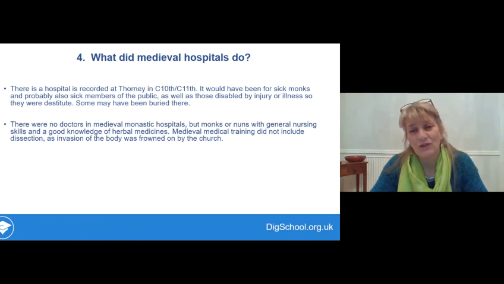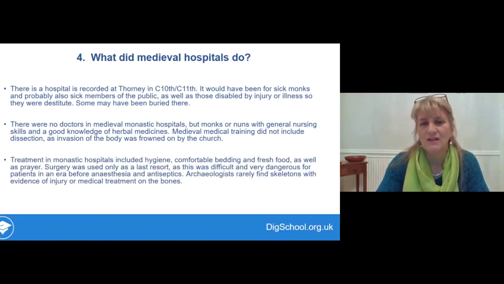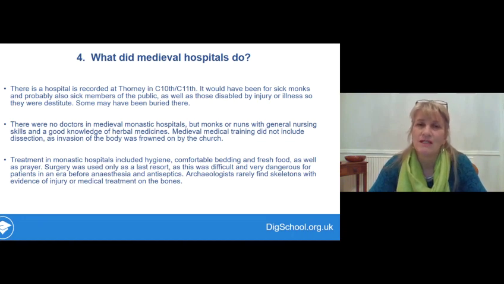There were no doctors in medieval hospitals as such. The monks or nuns would have had general nursing skills, a good knowledge of herbal medicines, but medieval medical training didn't include dissection, it didn't include surgery. Invasion of the body generally was frowned on by the church, though we do see medical operations carried out occasionally in an emergency. Generally, though, treatment included hygiene, bed rest, comfortable bedding, fresh food, better food, and most importantly, within a medieval monastic context, prayer.